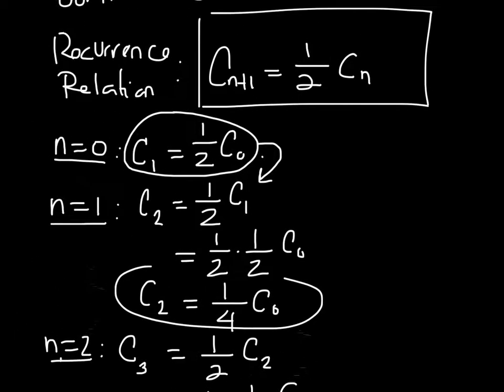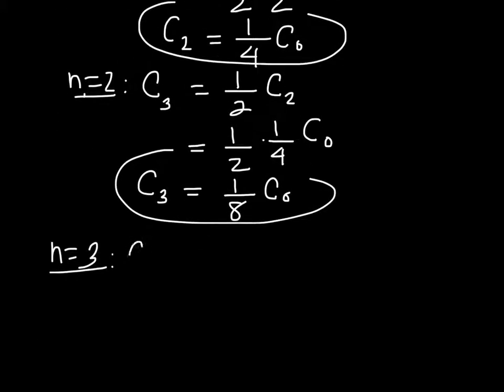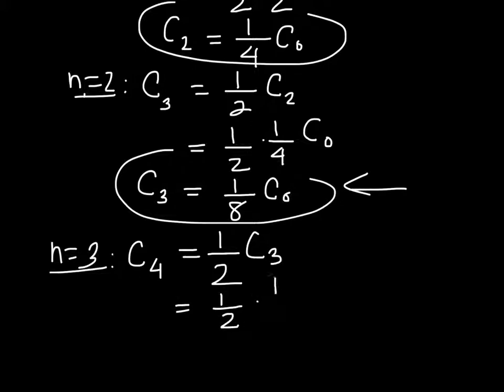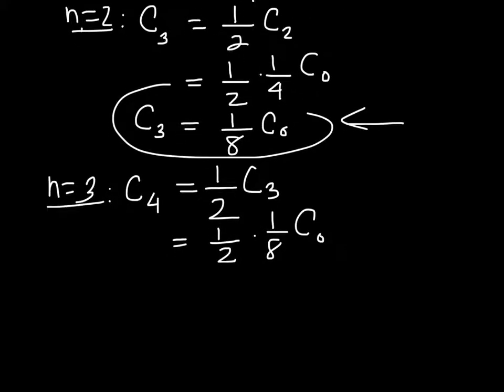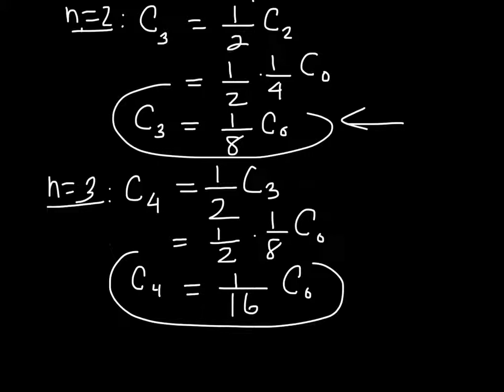And how about n equals 3? Well, if n is equal to 3, again, 3 plus 1, so we're finding C4. So C4 is just half of, and n is 3, so half of C3. But again, we know what C3 is, right? We found C3. So half of 1/8 C naught, and that's just 1/16, right? Hopefully you start seeing a pattern here. We're getting nice powers of 2.